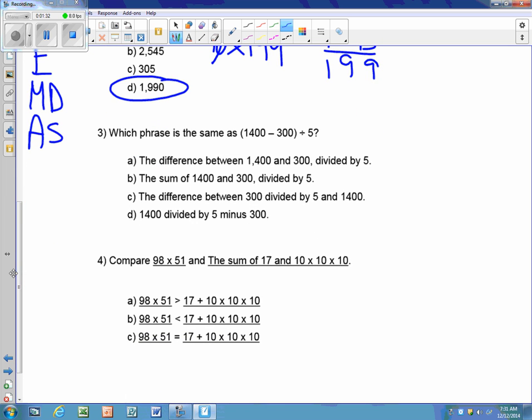Which phrase is the same as this right here, divided by 5. So I know I'm being divided by 5. Every single one of them says divided by 5, so it could be any of those choices. And then I know that when I subtract, I use the word difference. So since I know I need to use the word difference, I can get rid of this one with the sum and this word minus. First, if it's in parentheses, it tells me that's what I have to do first. So I have to find the difference between 1400 and 300 because those are the numbers that are here. And the one that tells me to do that is A.